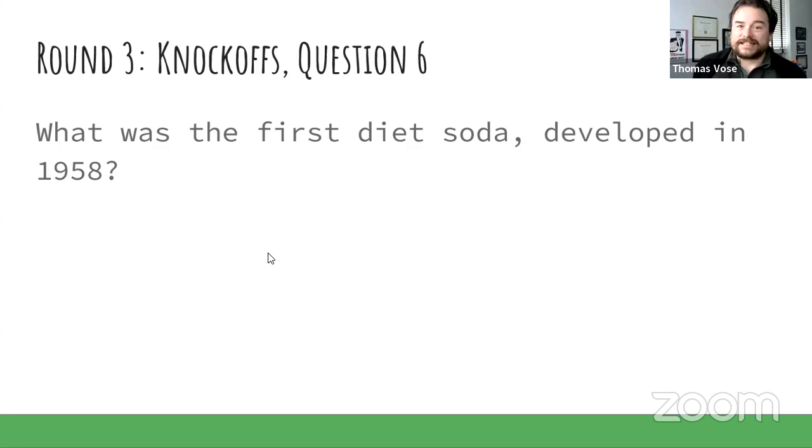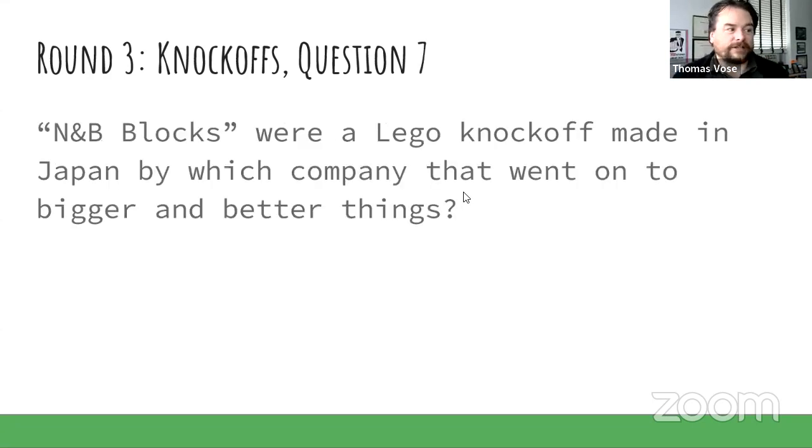Well, it was the first diet soda, developed in 1958. It ain't the popular one now. And finally, N and B blocks were a Lego knockoff made in Japan by which company that went on to do bigger and better things? N and B blocks.